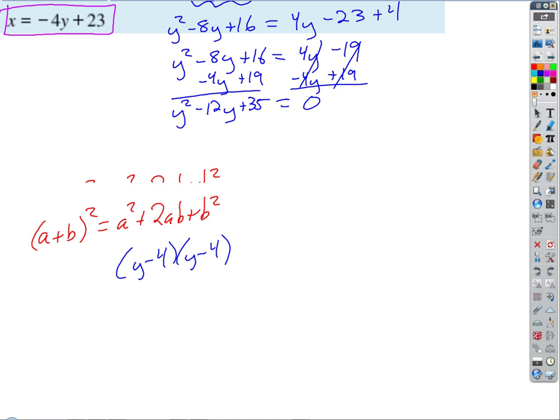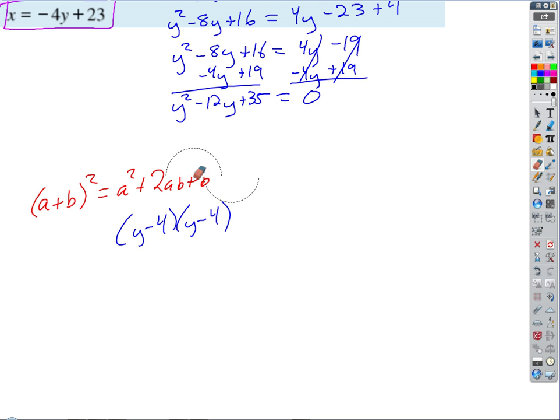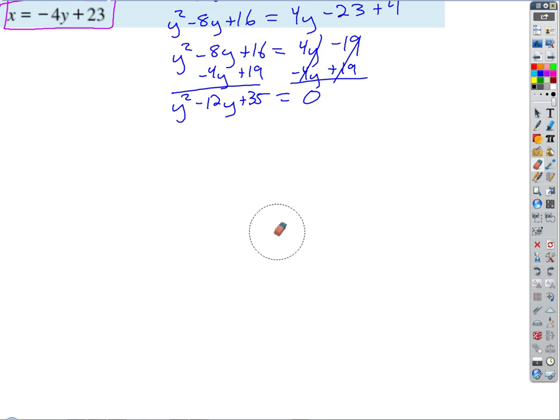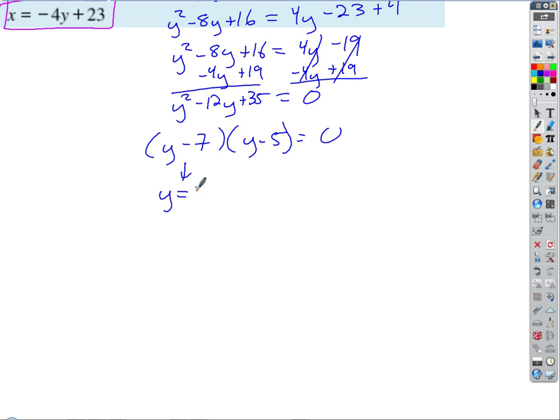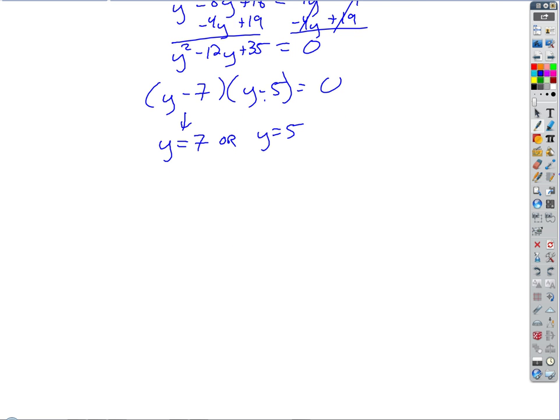And so then the question is, can we find magic numbers? And we can this time. What numbers multiply to 35 and add to negative 12? Negative 7 and negative 5. So we could use magic numbers, which gives us the solutions y equals 7, that makes the first factor equal to 0, or y equals 5 makes the second factor 0. Okay, what if I didn't see those magic numbers? I could have also used the quadratic formula if I wanted to.